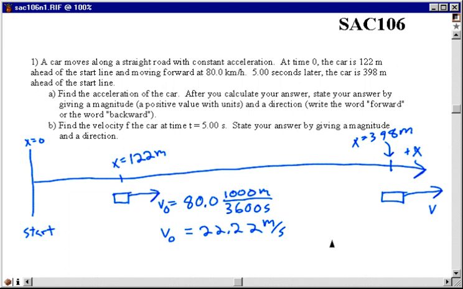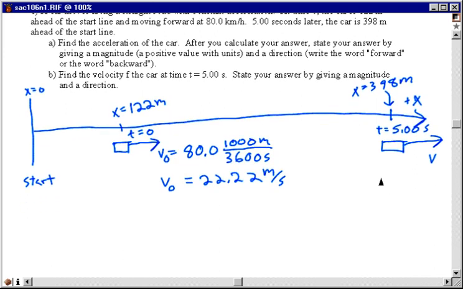And they want us to get the acceleration of the car. And by the way, this was at t equal to 0, and this is at t equal to 5 seconds. So v is unknown, and the question is, what is that constant value of a? It applies here, applies there, and what is a?